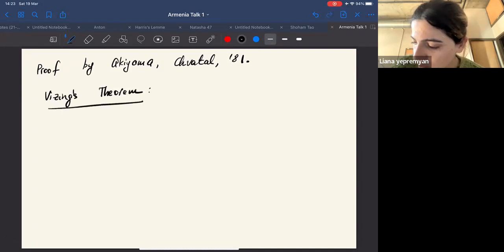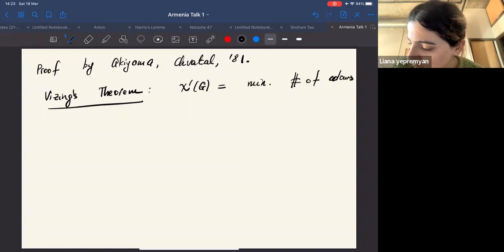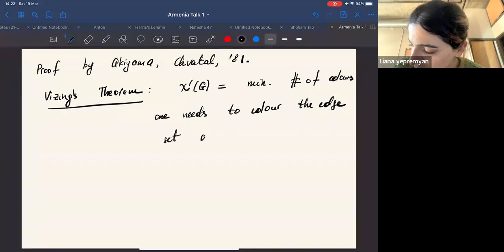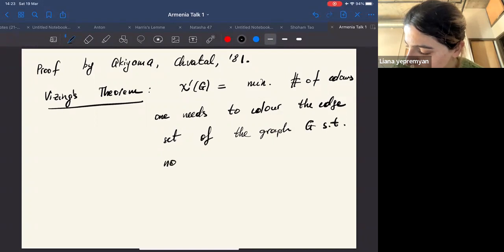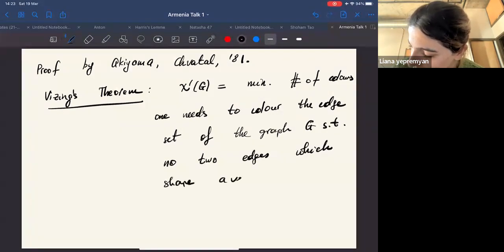the minimum number, so chi prime of G is the minimum number of colors one needs to color the edge set of the graph G such that no two edges which share a vertex get the same color.